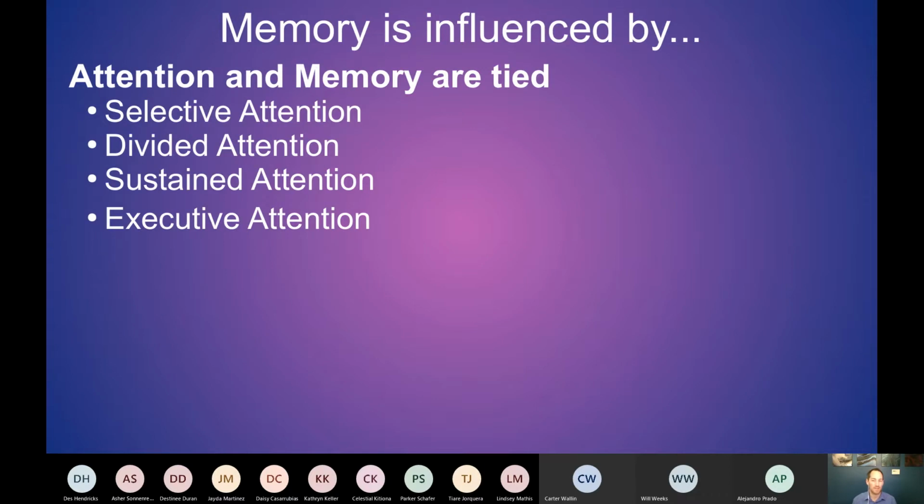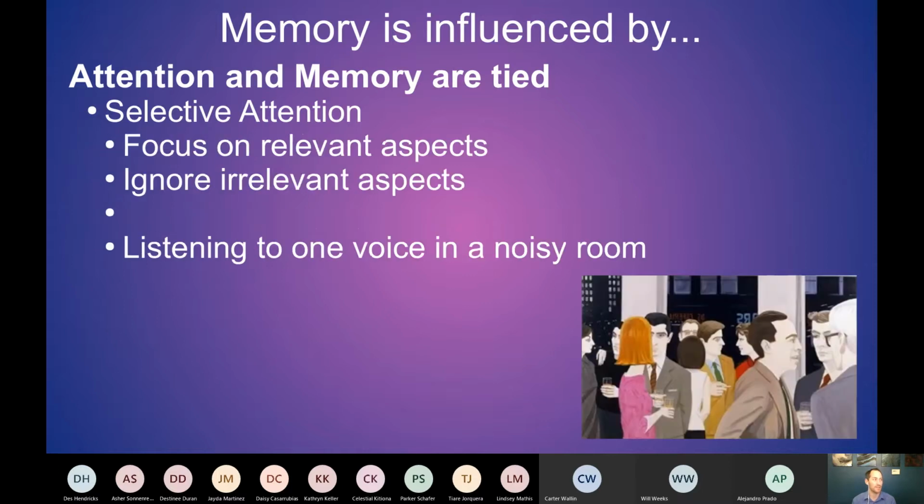We've talked about some of these before in sensation and perception. Selective attention, for example, is focusing on relevant aspects of a situation. So if you're at a party, focusing on the conversation you're having with the person that you're there with versus all the other noises going on around you, ignoring irrelevant things. Focused attention or selective attention can happen if, say, you have multiple children talking to you at the same time.